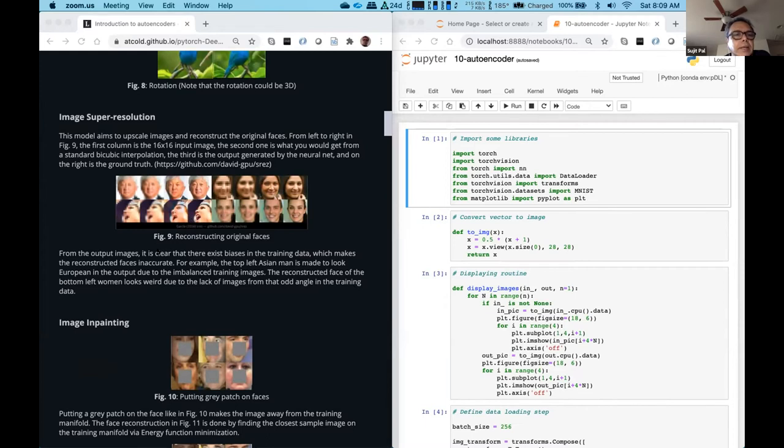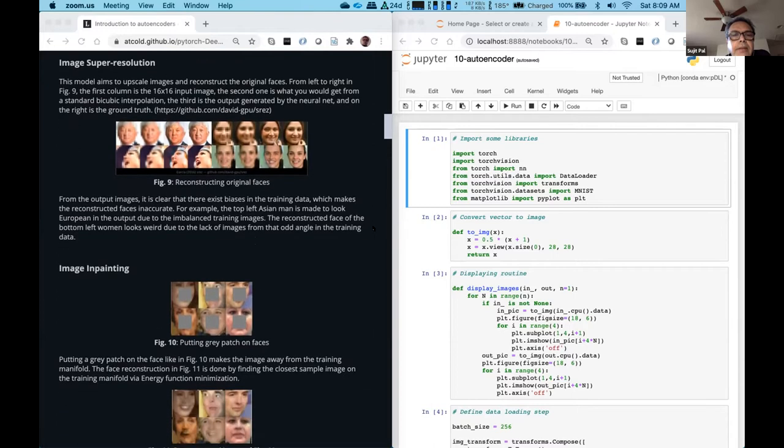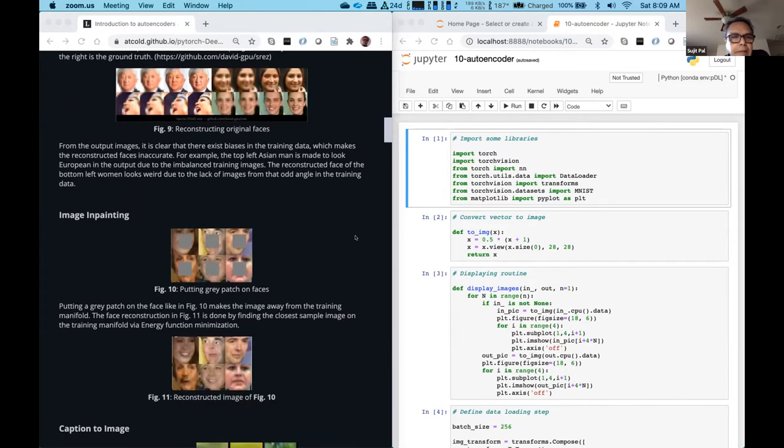He notes that there is a bias in the data, because this man is obviously Asian, but he looks more Caucasian in this picture. And then the reconstructed face of the bottom left woman. I wasn't sure why it looks weird, but he claims it looks weird. So we'll take it there.